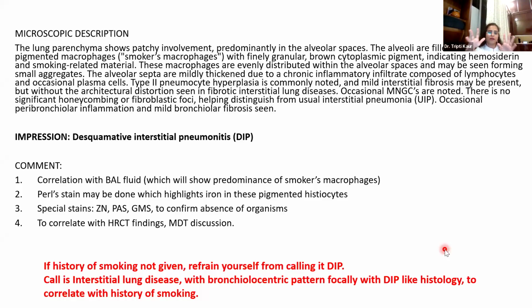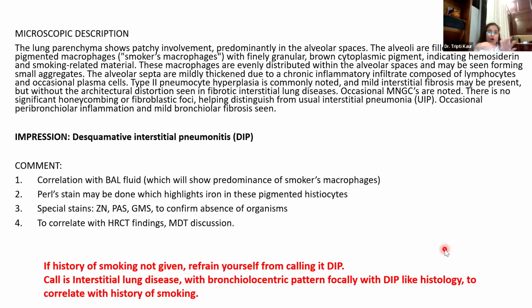Just give a diagnosis of desquamative interstitial pneumonitis and tell that you want to correlate it with the BAL fluid, which will show predominance of smokers macrophages. You can do Pearl stain. Now, it is very important to know that Pearl stain will also highlight iron in pigmented histiocytes. So Pearl stain, if you want to use it to differentiate between smokers macrophages and diffuse alveolar hemosiderosis, it might not help.